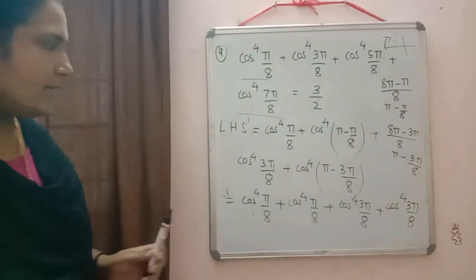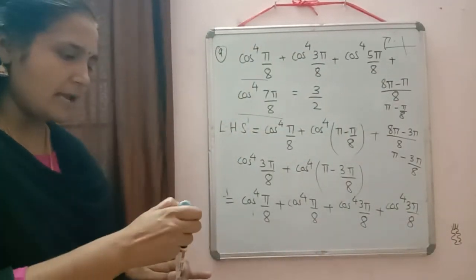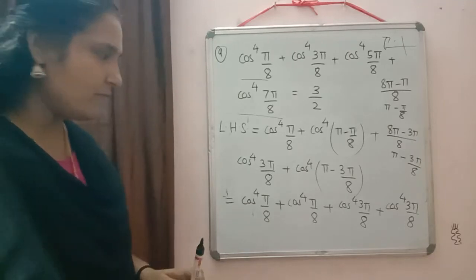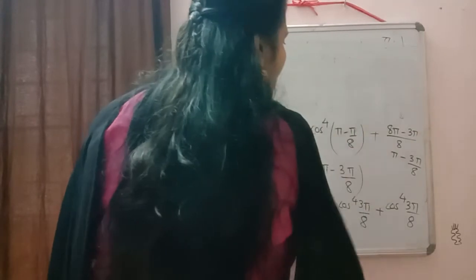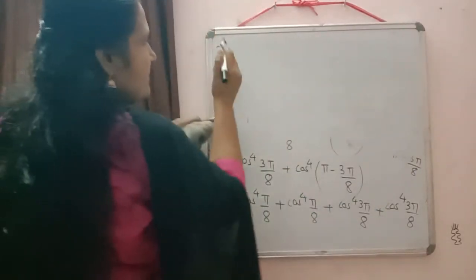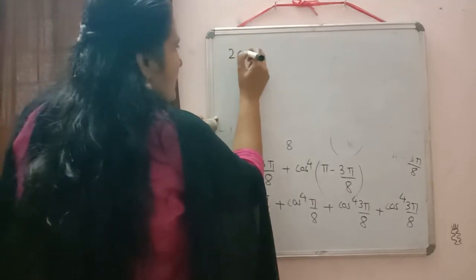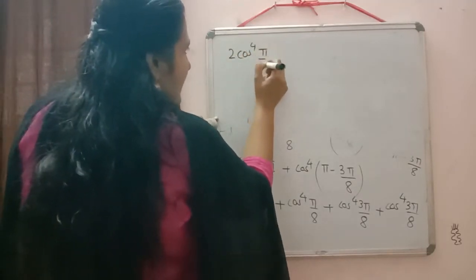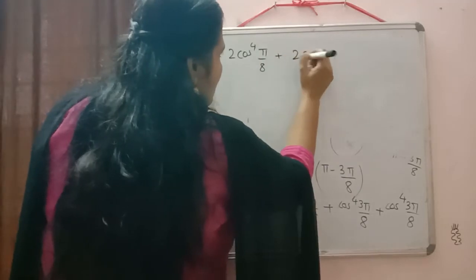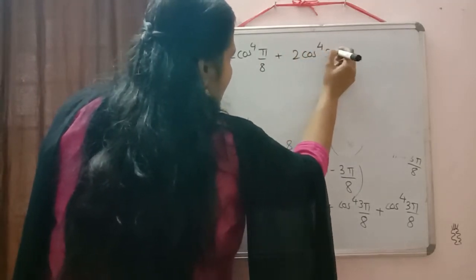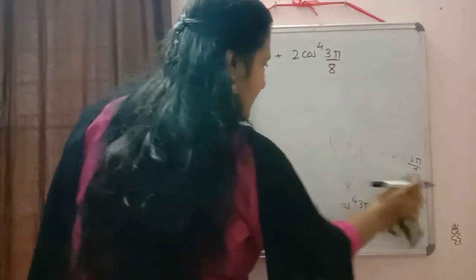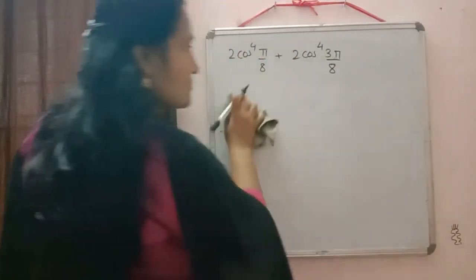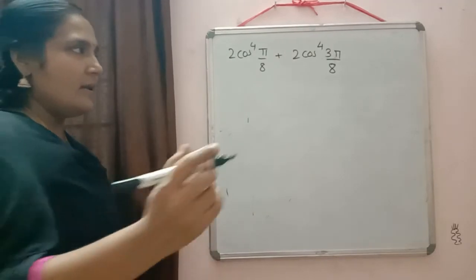So what we are getting here: cos raised to 4 pi by 8 plus cos raised to 4 pi by 8 will be equal to 2 cos raised to 4 pi by 8 plus 2 cos raised to 4 of 3 pi by 8. But in the formulas which we know, the power 4 is not there. Correct? Here I am writing it.